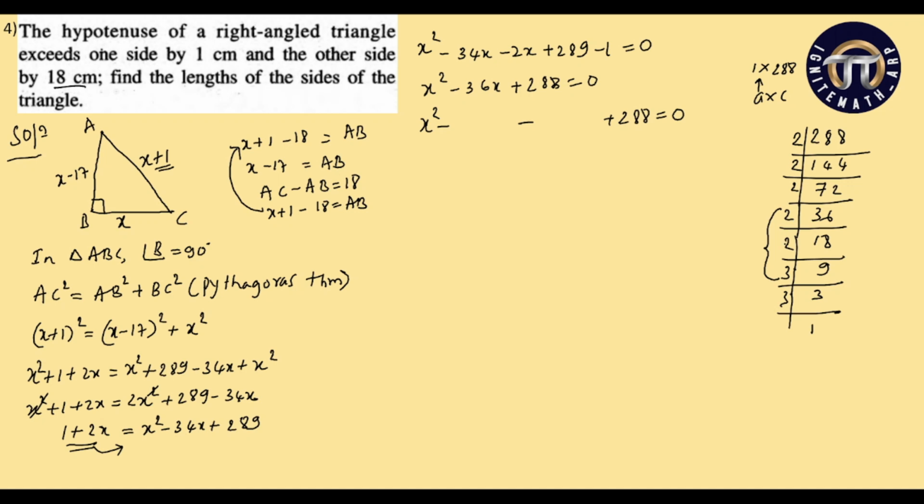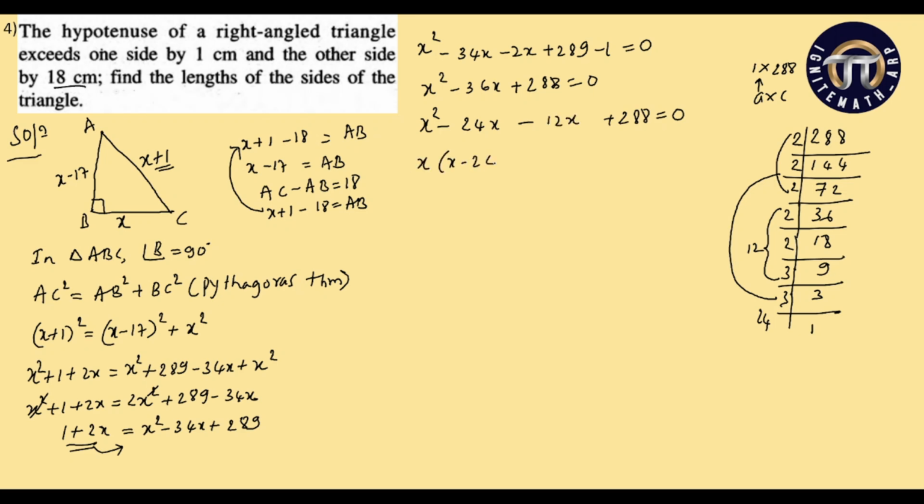See, 2 into 2 is 4, 4 into 3 is 12. So let's see this one. See, look at this. This is going to be 8. 8 into 3 is 24. So 24 and 12 together will give you 36. So I can write this one as minus 24x and minus 12x. So factorize this by grouping now.